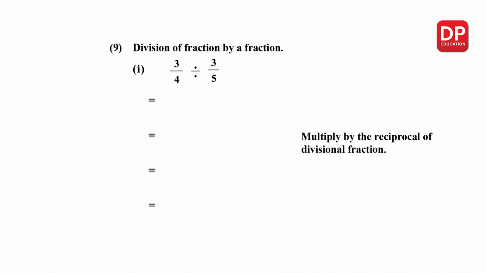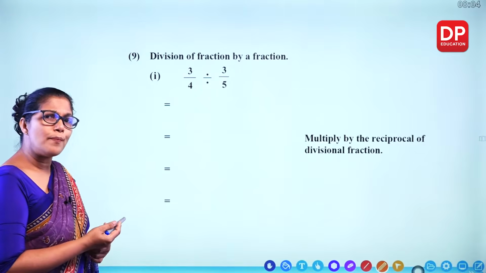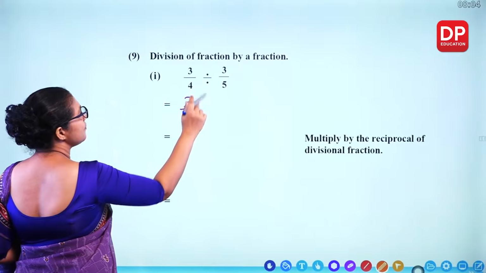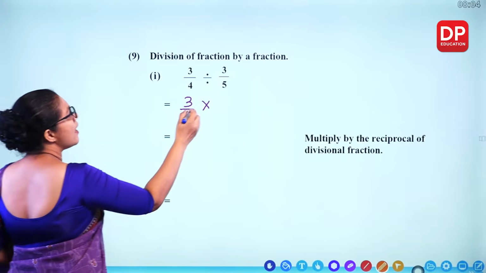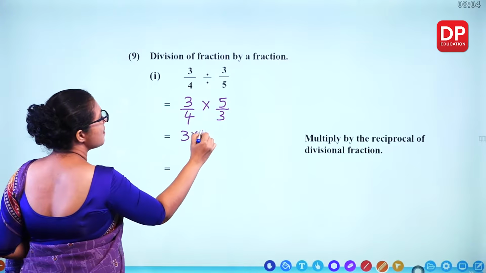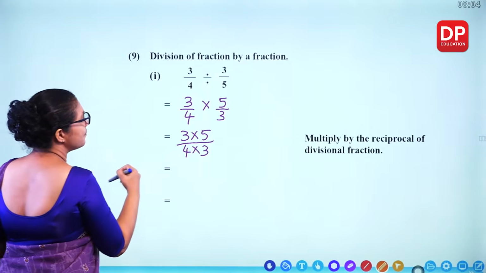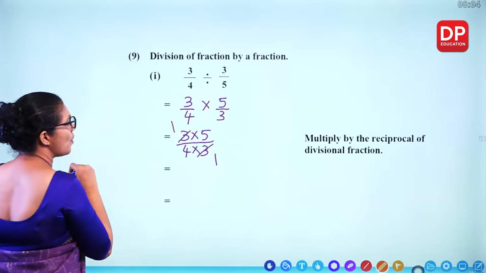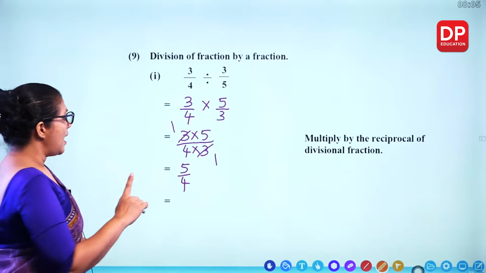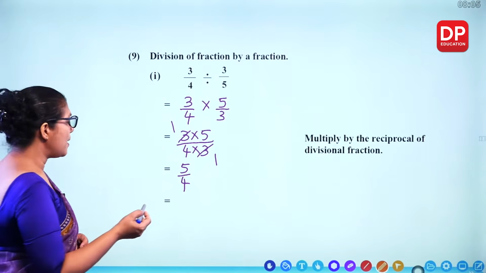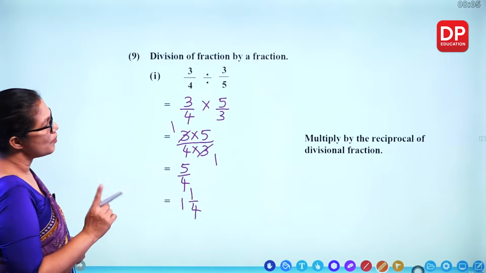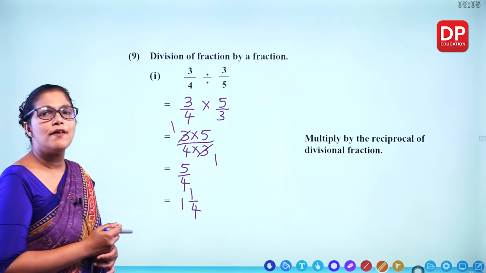Division of a fraction by a fraction, but same thing. You convert to multiplication by taking its reciprocal. So 3/4. Division, you multiply by the reciprocal of this, 5 over 3. Multiply the numerator separately, denominator separately. Now simplify. 3 and 1, 3 and 1. So what's the answer? 5 over 4. This is an improper fraction. Convert to a mixed number. 1 and 1 remaining. So 1 and 1/4. So multiply by the reciprocal of the divisional fraction.